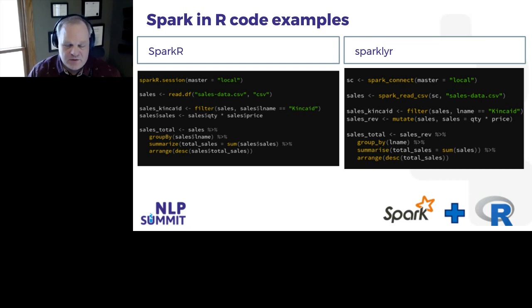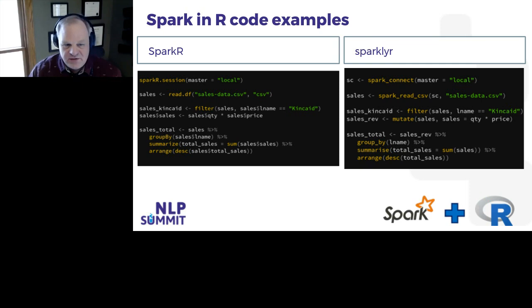This example will work with a fictional CSV file containing sales information. We want to create a summary from this sales data containing the total sales for each of our sales reps. So here in the first line, we connect to Spark. Then we read in the sales data from the CSV file into a Spark data frame. Next, a variable is created containing only the rows for my sales using the filter function.